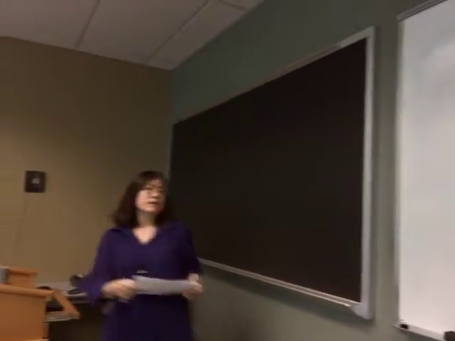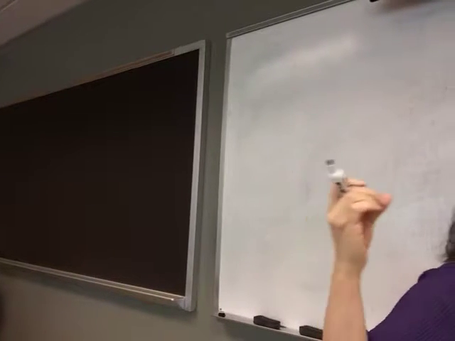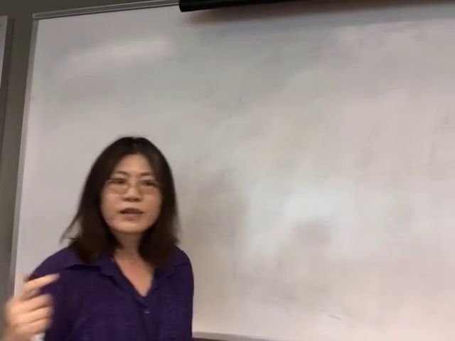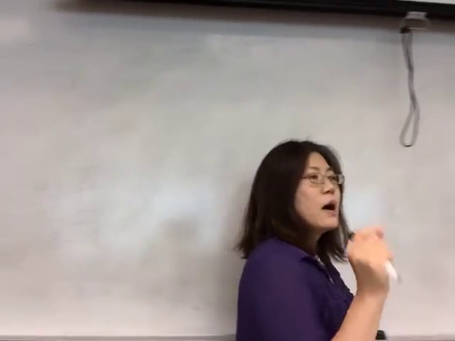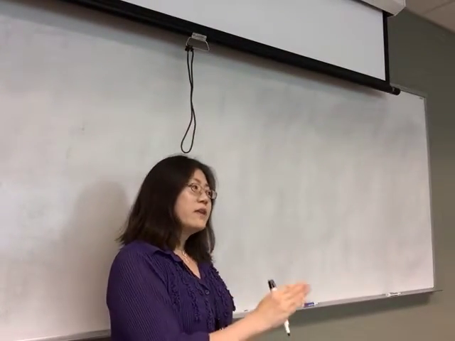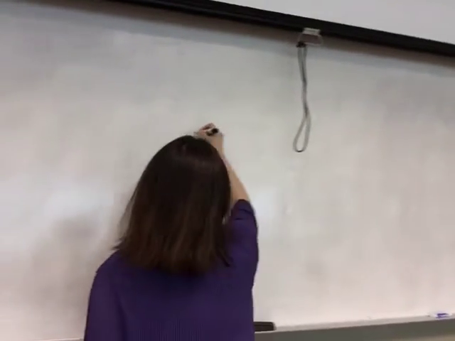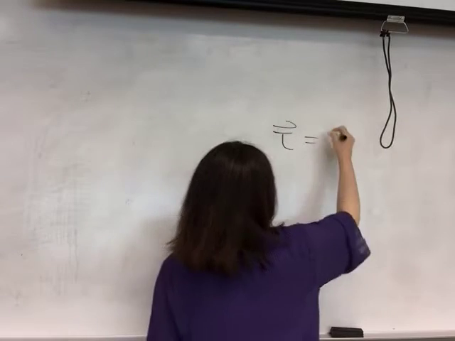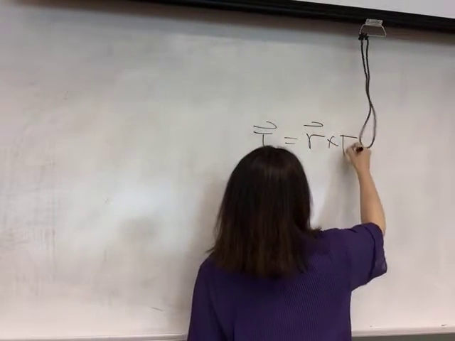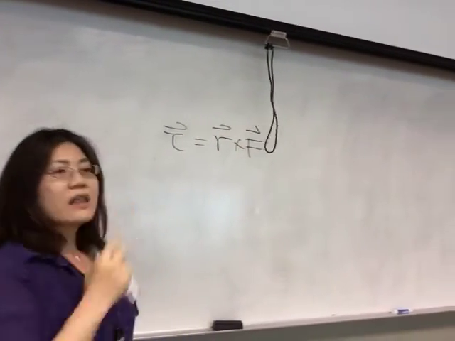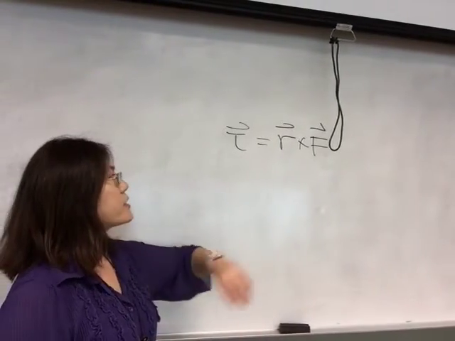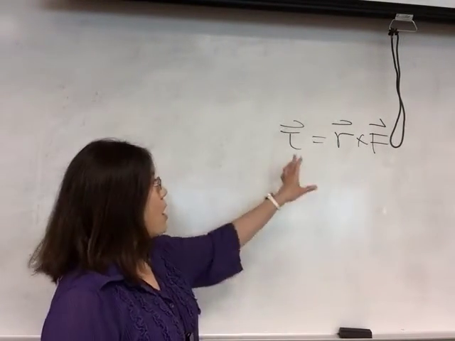Torque has this expression. We mentioned that it involves the concept of force. It also involves the radius where you apply the force, so the distance between where you apply the force and the rotation axis also makes a difference. Torque is equal to R cross F. So we have two vectors in a vector product: R cross F.